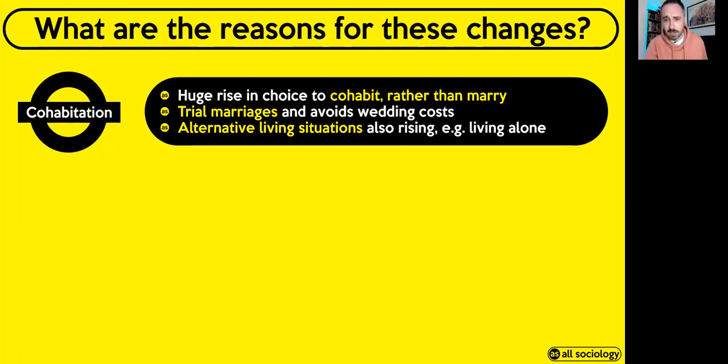The other reason people might cohabit is to avoid wedding costs as well. Now, don't always go for this as your main reason, but absolutely it does play a part. So don't ever talk about why marriage has declined, oh, because weddings are expensive. Yes, that's true, but it's not necessarily a sociological reason. But you can add it in to the fact that people might try to do trial marriages, wait, see how they are, maybe save up some money for that wedding cost rather than getting married straight away.